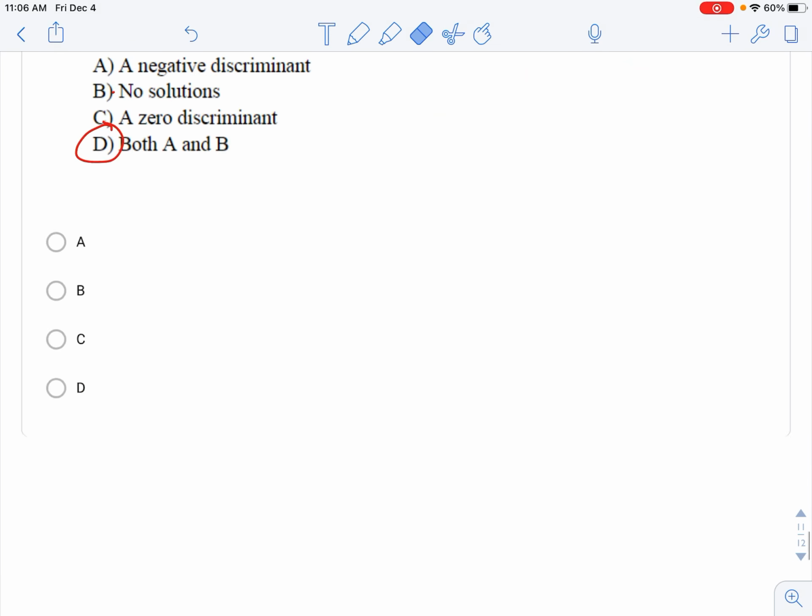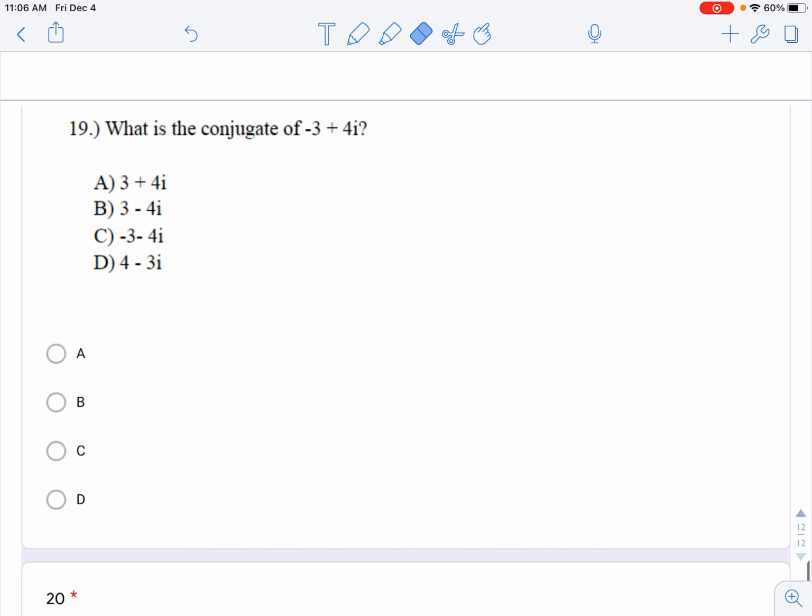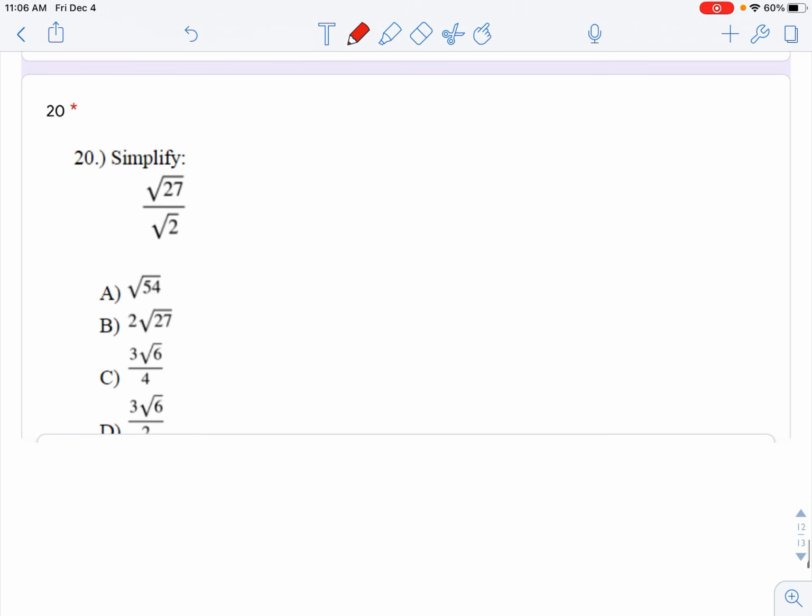Number 19. What is the conjugate? Quick and easy. The conjugate, and we covered this in a previous problem, you just change this middle sign to its opposite, and that's it. Nothing fancier, nothing deeper. The answer is just C.